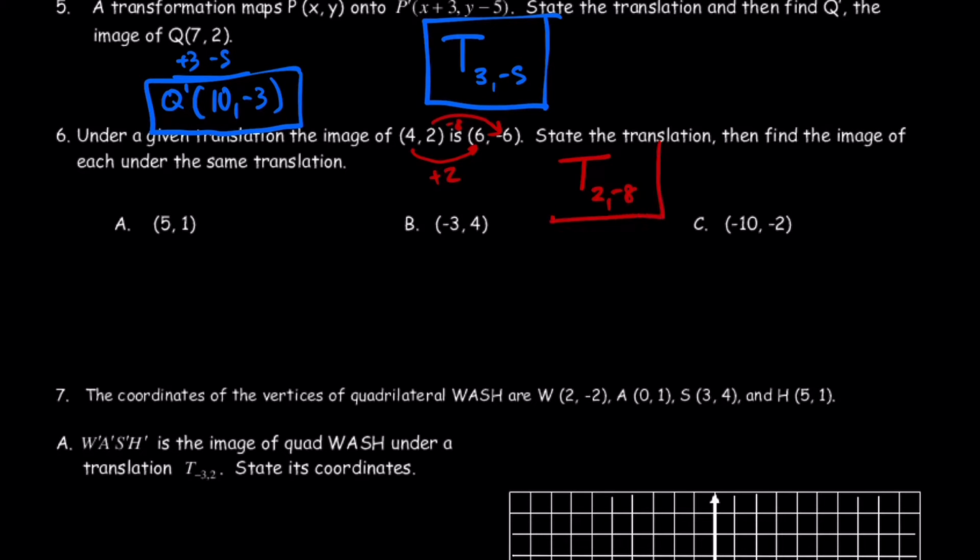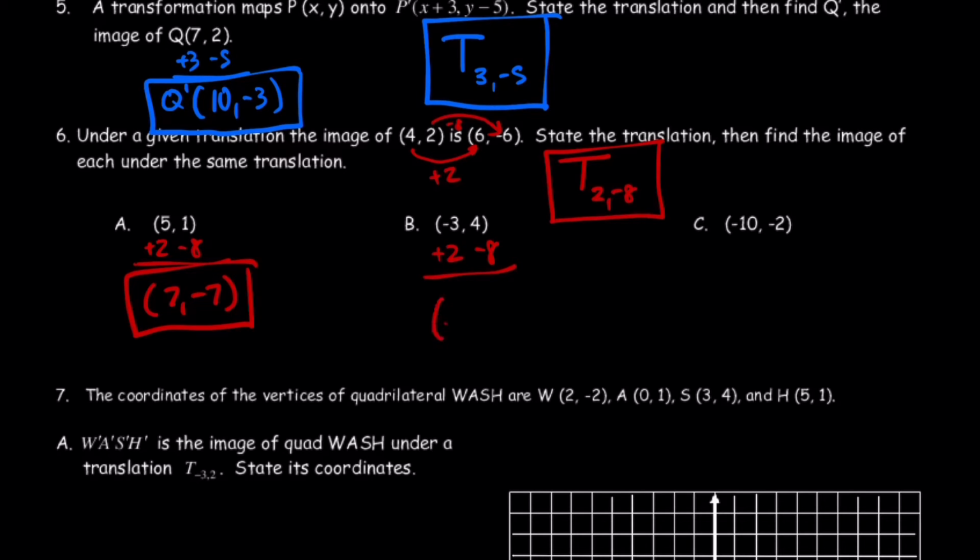So there's the translation. Now I need to apply this to all of these. Okay, so I add 2 to the x, and I subtract 8 from the y. So my new coordinate here would be 7, -7. This one, add 2 to the x, subtract 8 from the y. That would be a -1, -4. And this one, add 2 to the x, subtract 8 from the y. What do we have there? -8, -10.